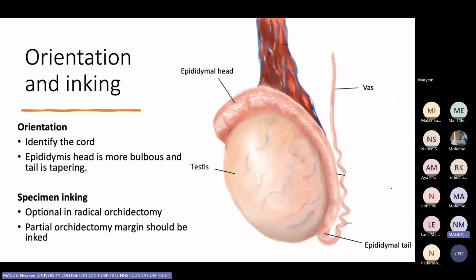The first thing in handling the specimen is proper orientation. So we identify the cord and the epididymis. The epididymis has a bulbous head and a tapering tail. In terms of inking, I usually don't ink orchidectomies unless there is a suspicion of tunica vaginalis invasion and adhesions, but this is not mandatory. For partial orchidectomies, we have to ink the resection margin.